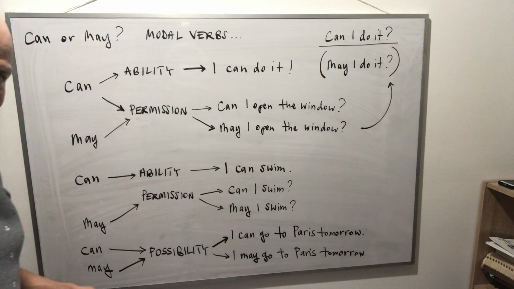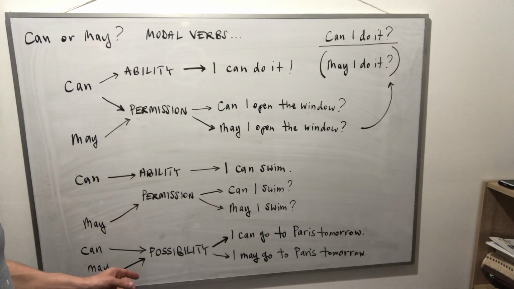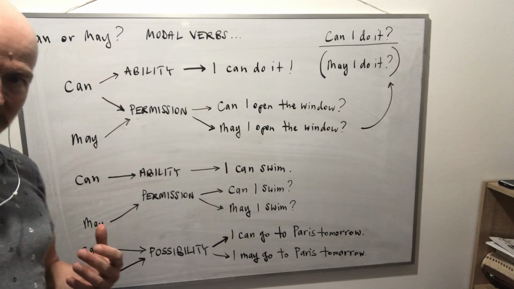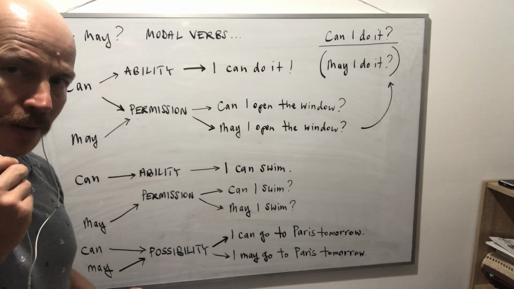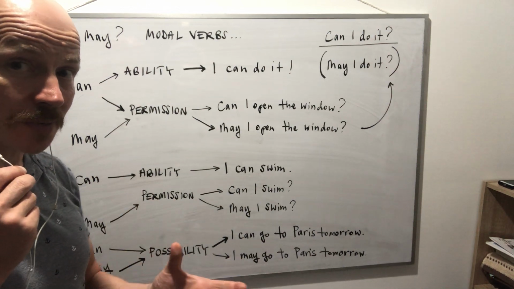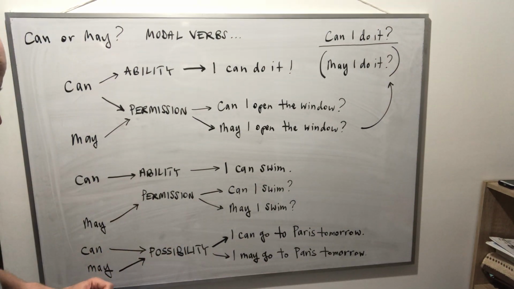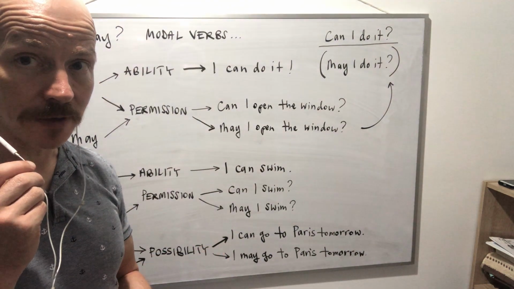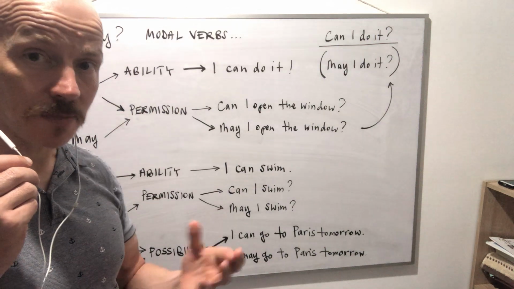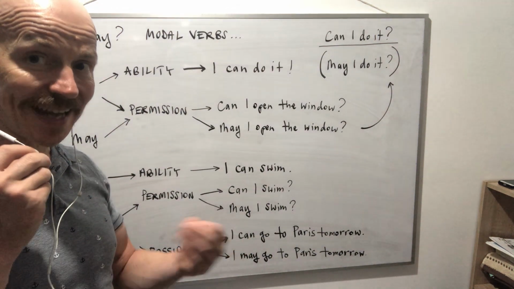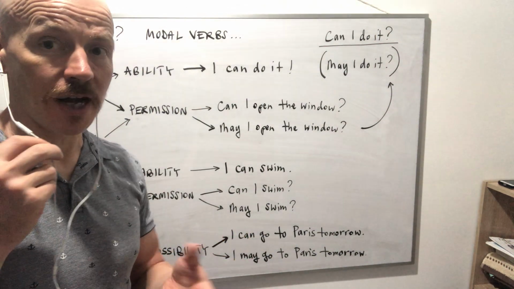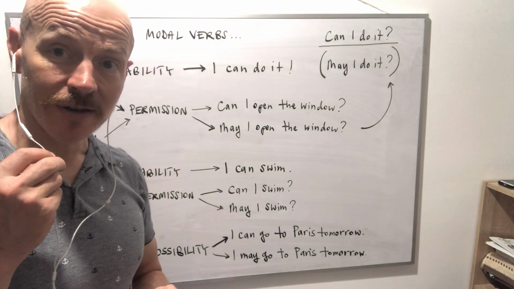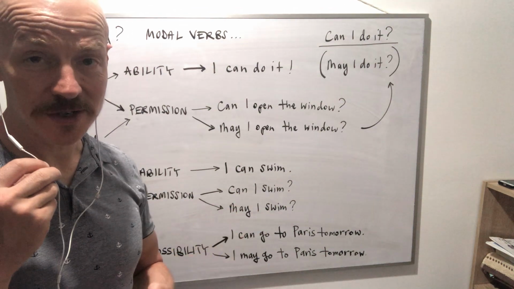Now, the third possibility to use these two is indeed to express a possibility. Something that hasn't happened yet, but it's a future possibility. Let's give an example. I can go to Paris tomorrow. So it's a possibility. It's something I could do. I can go to Paris tomorrow because I have no other plans. I have the free time. I could do it.